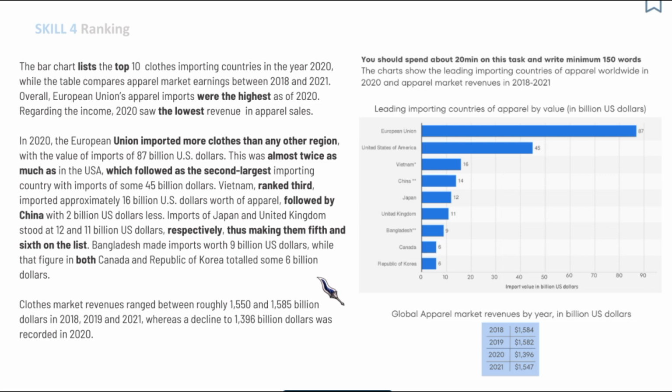Now we have talked about different ways to write about rankings, and now you can see all of them highlighted on the screen.